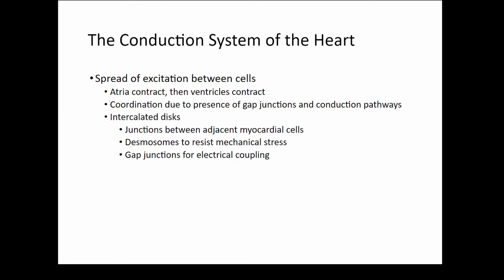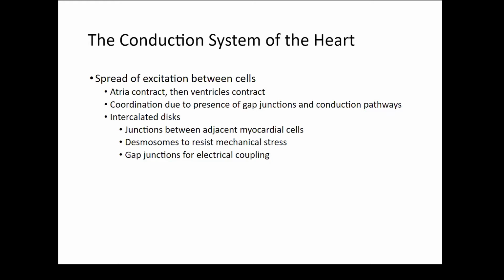Okay. So the way that we want our heart to contract, right? We want this excitation to spread throughout the heart so that the atria contract, which sends blood to the ventricles. Then the ventricles contract, sending blood to the lungs and to the body. So this is going to be coordinated by the fact that we have gap junctions spreading the depolarization.